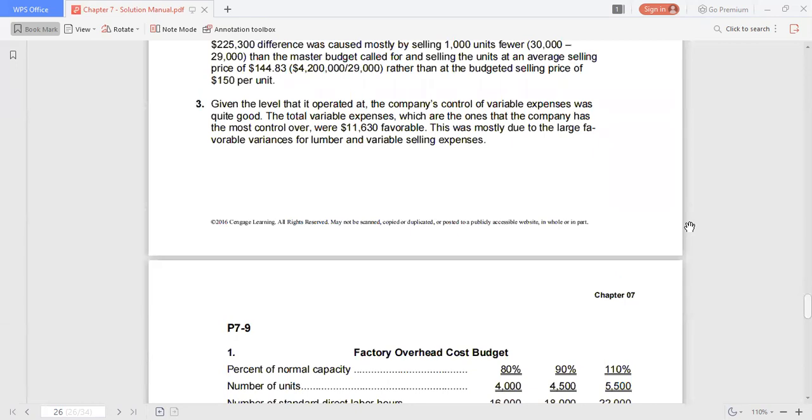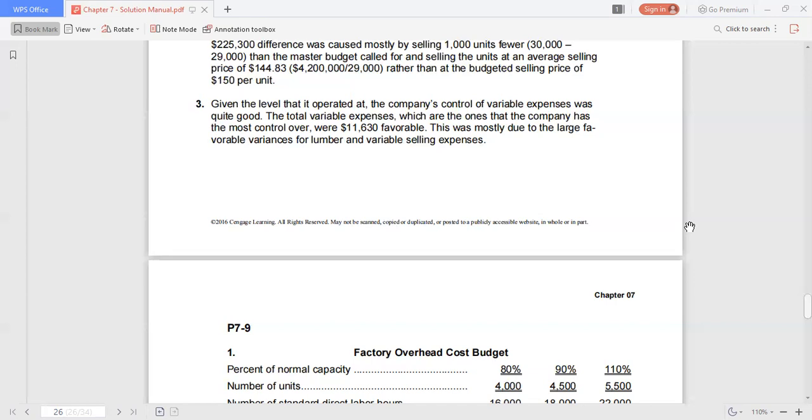Presented below is the monthly factory overhead cost budget at normal capacity of 5,000 units or 20,000 direct labor hours, and the production and cost data for a month. The predetermined overhead rate is based on normal capacity. So the factory overhead cost budget. Take note that the normal capacity here is 5,000 units or 20,000 direct labor hours.